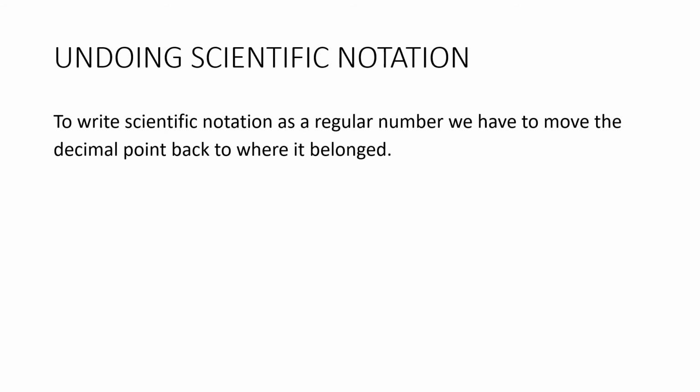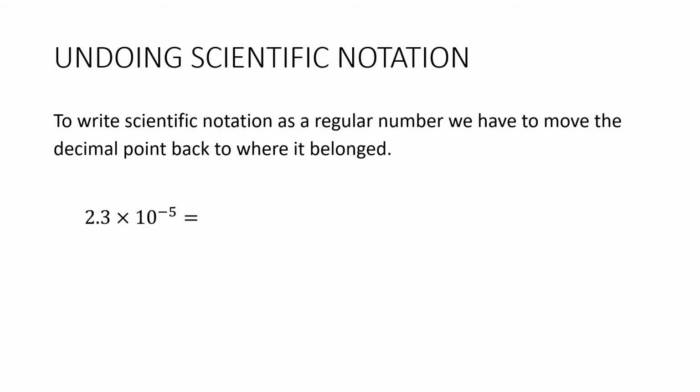Now, of course, we need to be able to write numbers in scientific notation, but sometimes we have to convert it back to a regular number or undo scientific notation. So if we want to write scientific notation as a regular number, we have to move the decimal point back to where it belonged. So suppose we have this 2.3 times 10 to the power of 5. Start by writing the 2.3. Now we want to move that decimal point 5 positions to the right, like this. We're going to need to put some zeros in underneath there. And you can see how I got rid of that decimal point there. So our final answer here is 230,000.